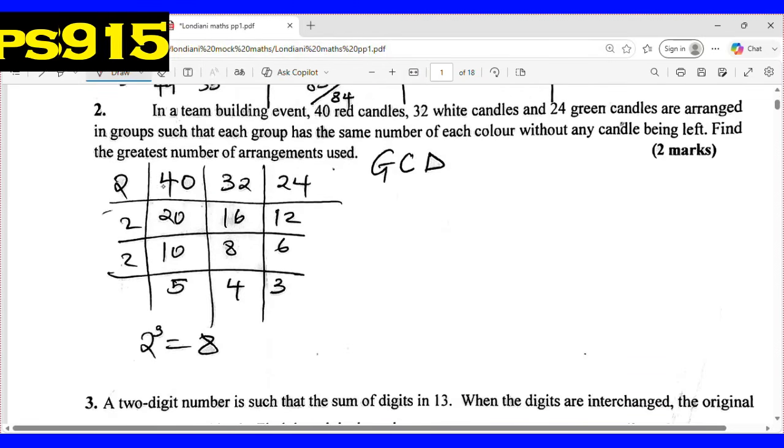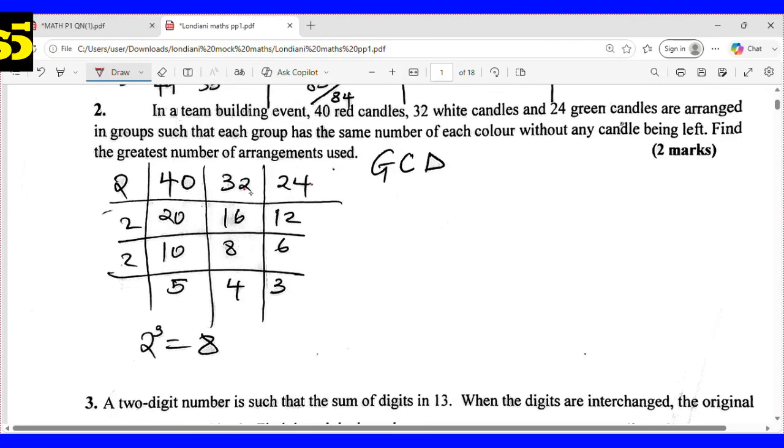We have the numbers 40, 32, 24. Which number can divide all the 3 numbers? 2 divides them: 20, 16, 12. 2 again can divide all these numbers: 10, 8, 6. 2 again can divide 10, 8, and 6. Once it is here, there is no number that can divide 5, 4, and 3. Therefore, it ends there. Therefore, the greatest common divisor is 2 times 2 times 2, which is 8.